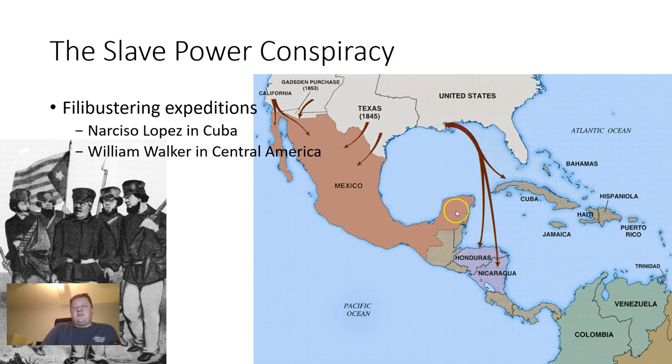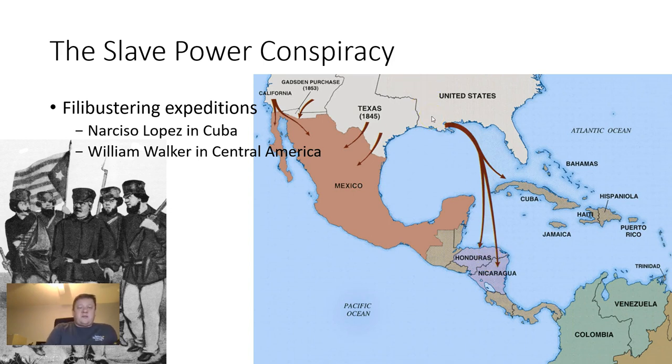And so Narciso Lopez launched an expedition to Cuba with a bunch of mercenaries to try to overthrow the Cuban government and then bring Cuba into the United States as a new southern state. He failed. A few years later, William Walker guided a bunch of mercenaries, tried to do the same thing to Mexico and then to Honduras and then to Nicaragua. Both of these guys got repelled and sent back to the U.S.